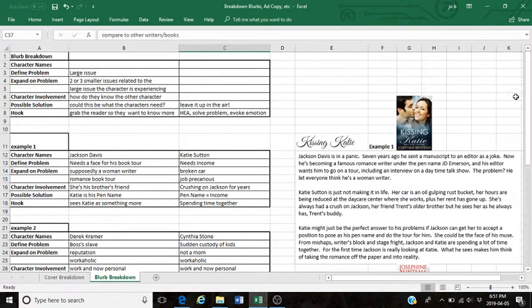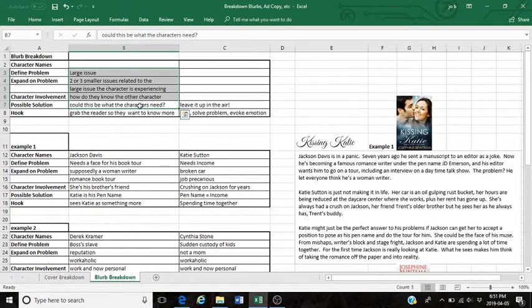So I'm just going to go through what a blurb has. You have to have your character names. You have a problem. This is usually a large issue. And then we have 2 or 3 smaller issues relating to the large issue that the character is experiencing. We have character involvement. So how do our characters know each other? And we want to create a possible solution that is relatable to these issues that they're having.